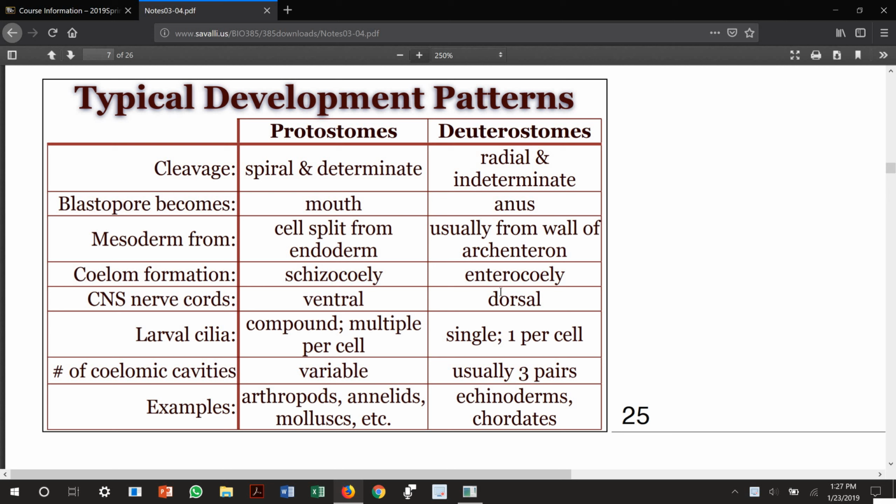Most deuterostomes typically have a dorsal nerve cord. They usually have just single cilia, one per cell, and the cilia are single in the larvae. And usually deuterostomes tend to have 3 pairs of coelomic cavities, at least early in development. Again, that can be changed in adults, but usually during early development, they start off with 3 pairs of cavities. And the examples you're most familiar with are probably the echinoderms, sea stars, and things like that. And of course, us, the chordates, the vertebrates.